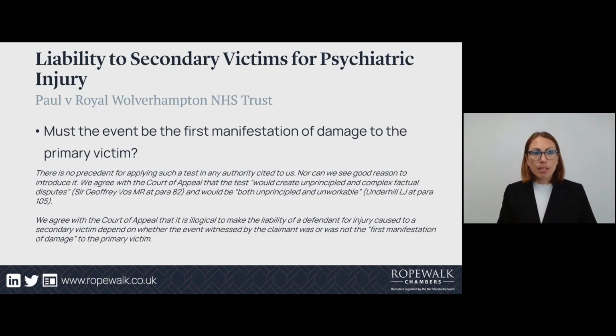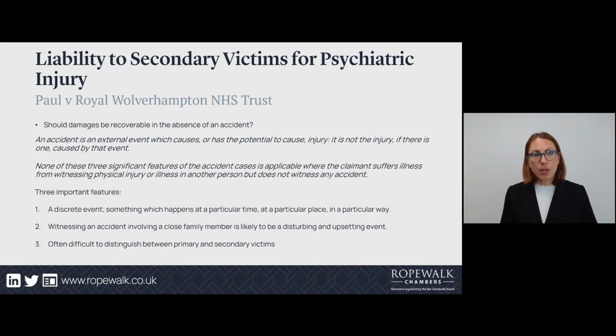The next question: must the event be the first manifestation of damage to the primary victim? Again, the Supreme Court thought that the Court of Appeal got it right. It would be illogical to make the liability of a defendant for an injury caused to the secondary victim depend on whether the event witnessed by the claimant was or was not the first manifestation of damage to the primary victim. And then the fifth question: should damages be recoverable in the absence of an accident?